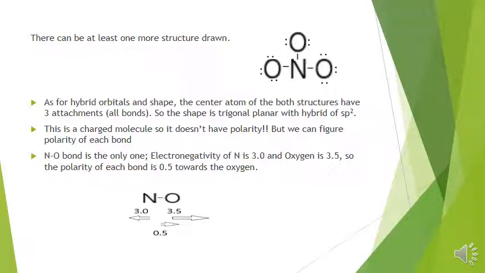Okay, now let's look at the hybrid orbitals and shape for each molecule. Well, both molecule structures have 3 attachments. Okay, they have 3 attachments and no lone pairs on the center atom. So whenever you have that case, the shape is called trigonal planar, and the hybridization is sp2. Okay.